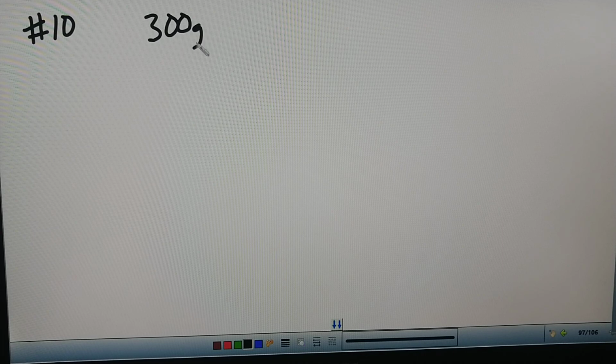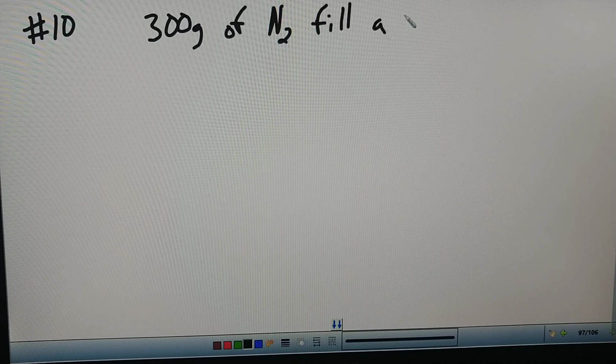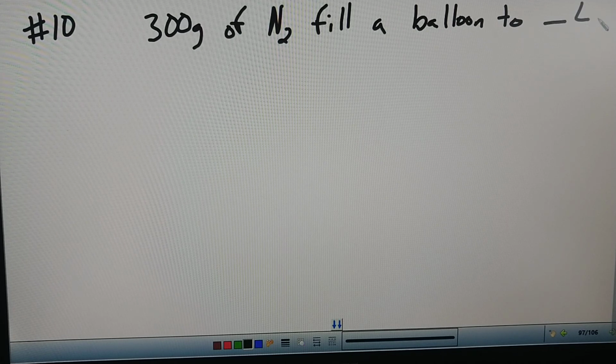300 grams of nitrogen gas fill a balloon to blank liters. How many liters? What volume are we looking for? All right, you answer it. And now here's my answer.